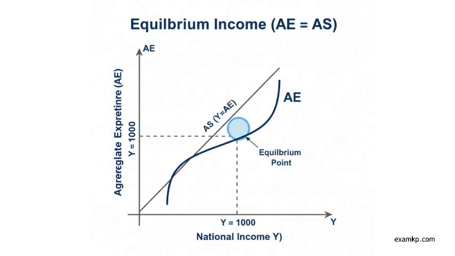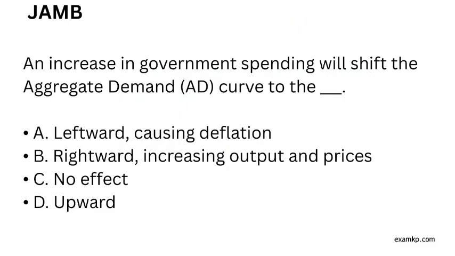nature. Okay, let's switch gears and look at a JAMB-style question. Now, this one isn't about math. It's about logic. It's about understanding how all these pieces fit together. So what happens to the total demand in an economy when the government starts spending more money? Come on, think back to our big formula. The correct answer is B. And why?